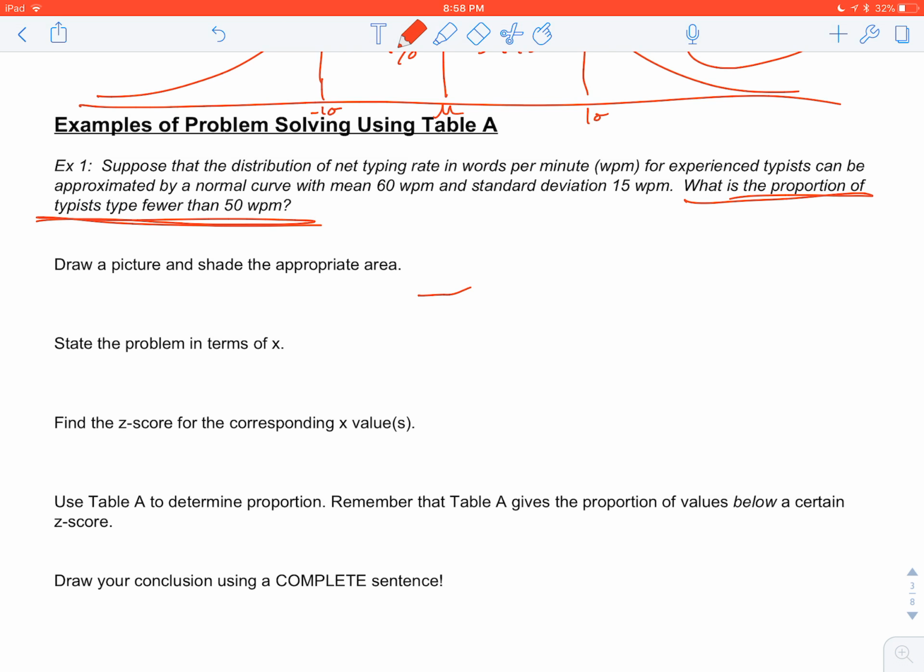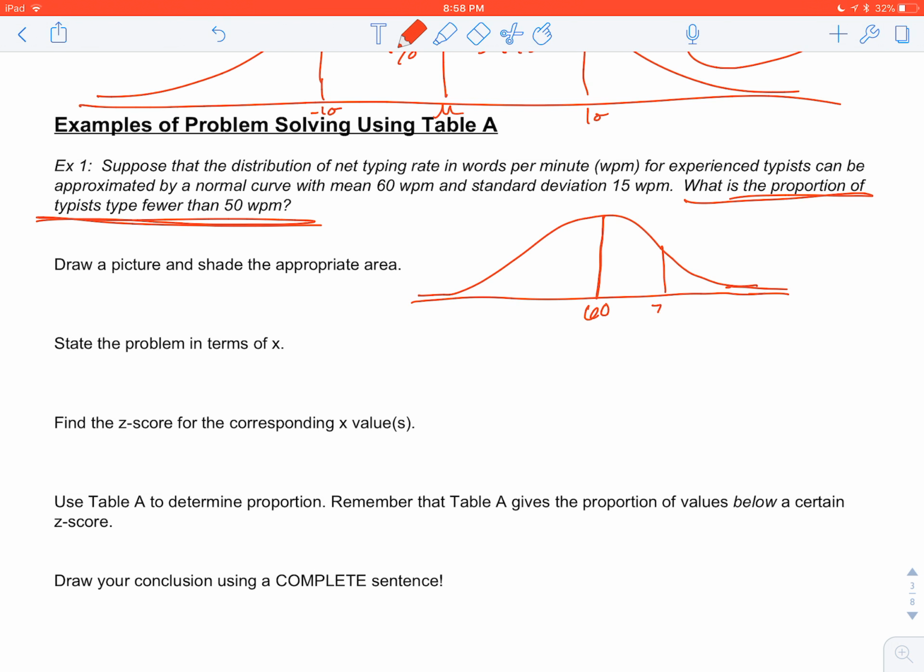This is the one that students frequently skip, thinking that it's too easy to do. I always encourage students to do this because it gives you a nice visual of what's going on here and what you need to look for. So in the middle goes your mean. In this case, it's 60. And to find the other standard deviations, you're going to either add or subtract 15. So if you're going to the right, you're going to add 15. To the left, subtract 15, because that's your standard deviation.